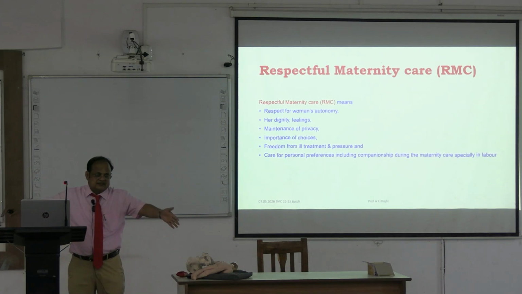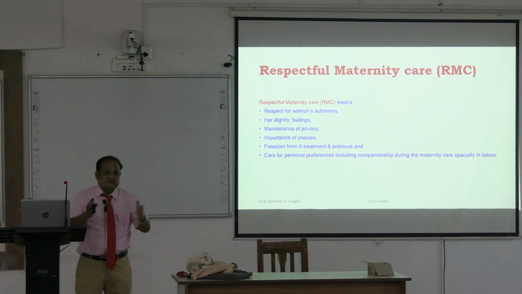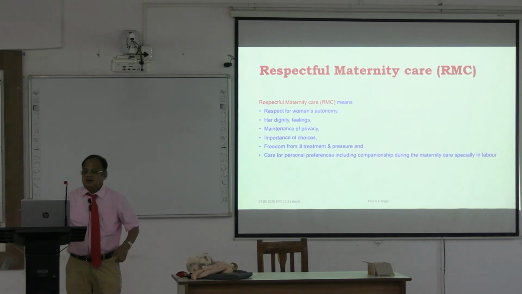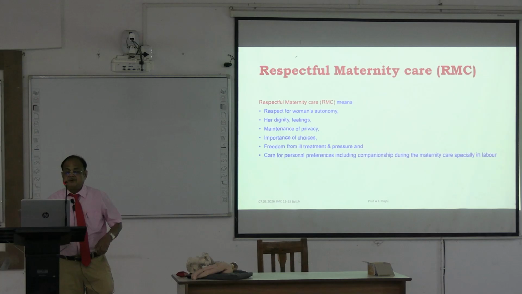You can imagine, suppose the patient is your elder sister or relative. There are 5 to 6 patients. We have seen it at one time, but now it is not allowed. Every patient will be separated with a separate curtain. At least this is the strong instruction, even in government hospitals. And an important thing is choice and freedom from ill treatment and pressure.